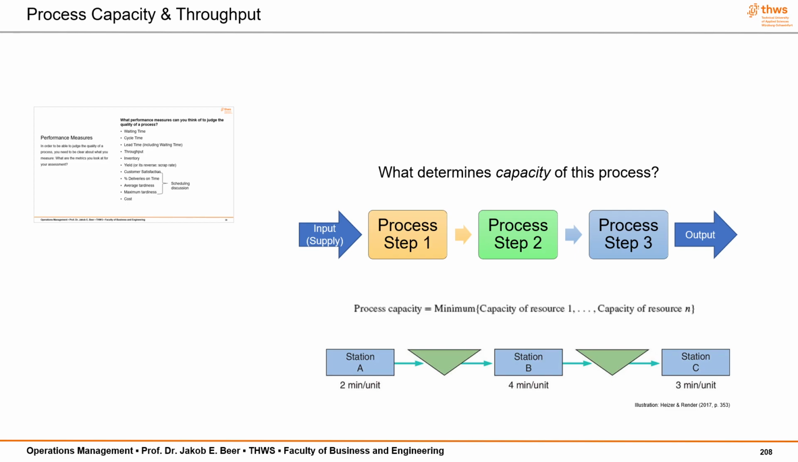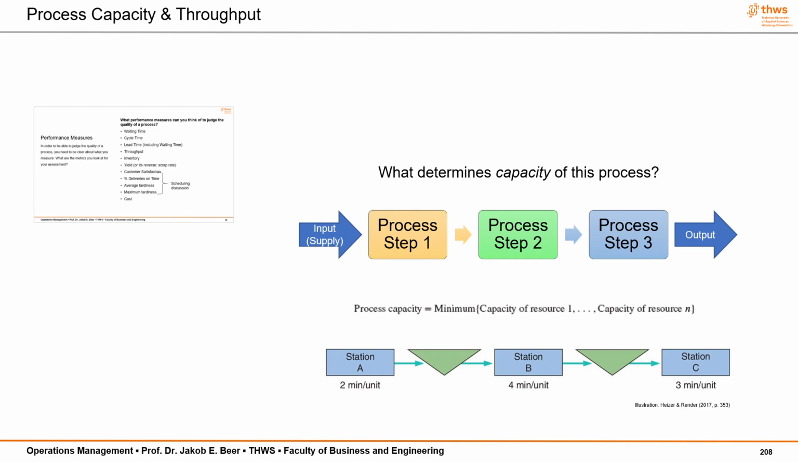Now, the first thing to know is that process capacity and process time are inverse concepts. So if we have the process time of a process step or of an entire process, then the process capacity, or the capacity of the process step, is the inverse of the process time. So that's the first thing to know.